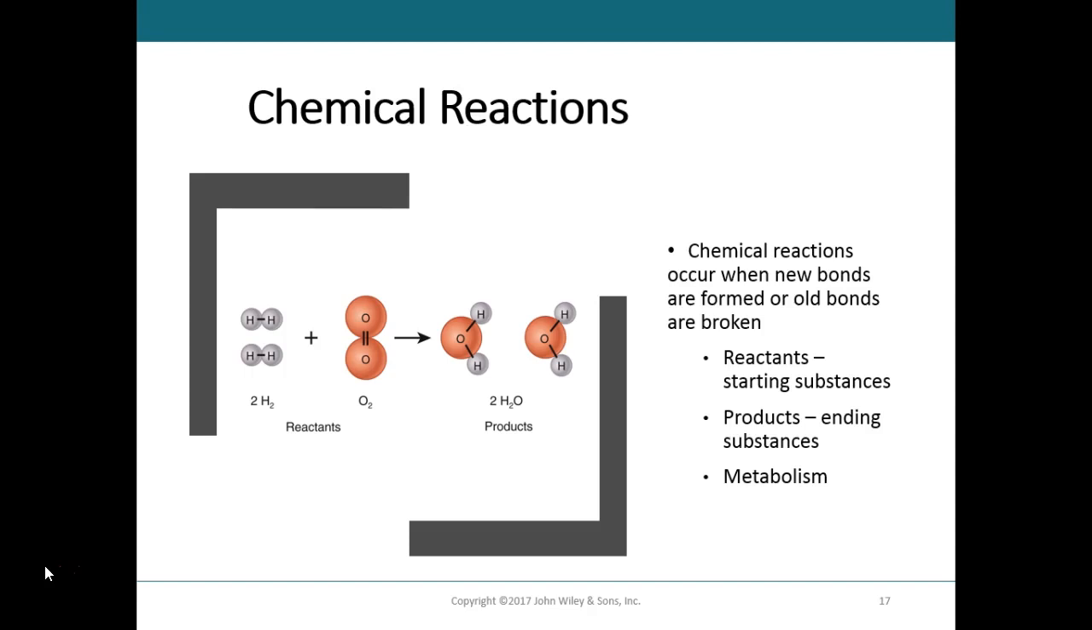The starting substances, 2 hydrogens and 2 oxygens, are known as the reactants.